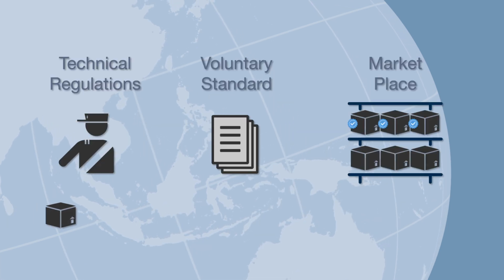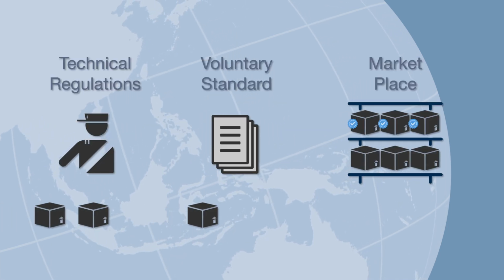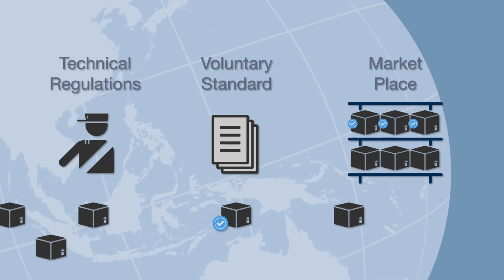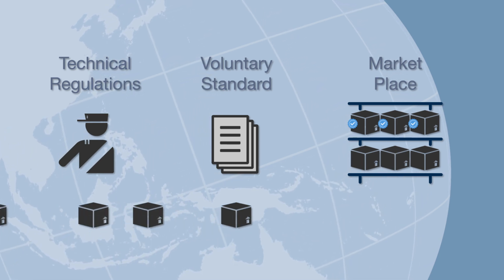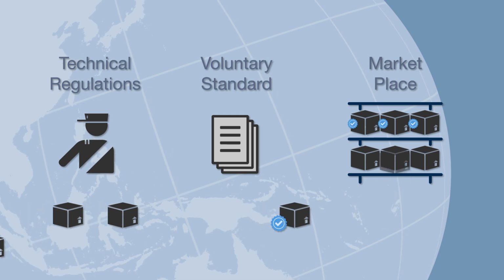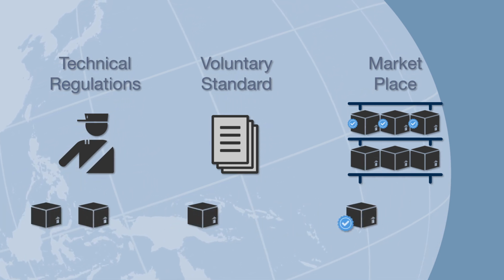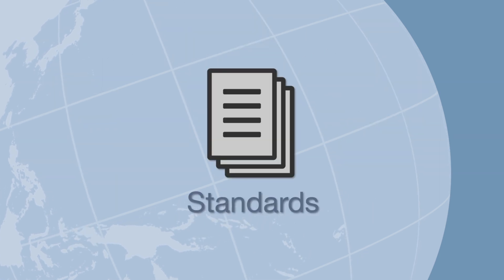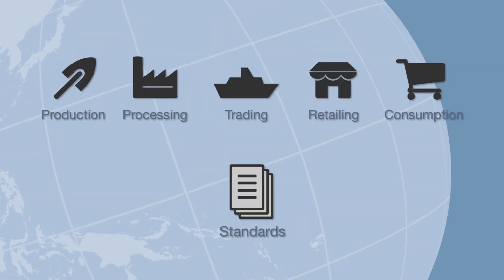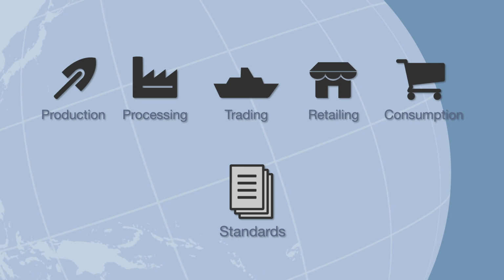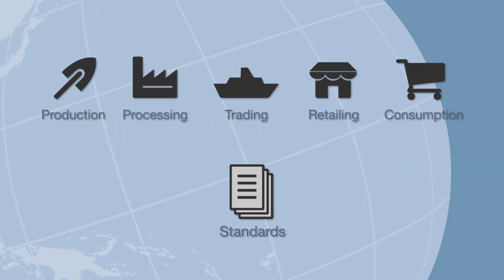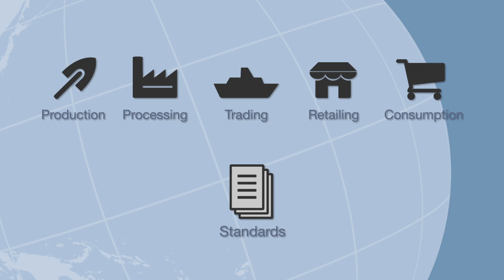Unlike technical regulations developed by public authorities, sustainability standards are in most cases voluntary. Their use is not regulated by international or national legislation and is therefore mostly market-driven. Standards can apply to different levels of the value chain, from primary production, processing and trading to retailing and consumption.